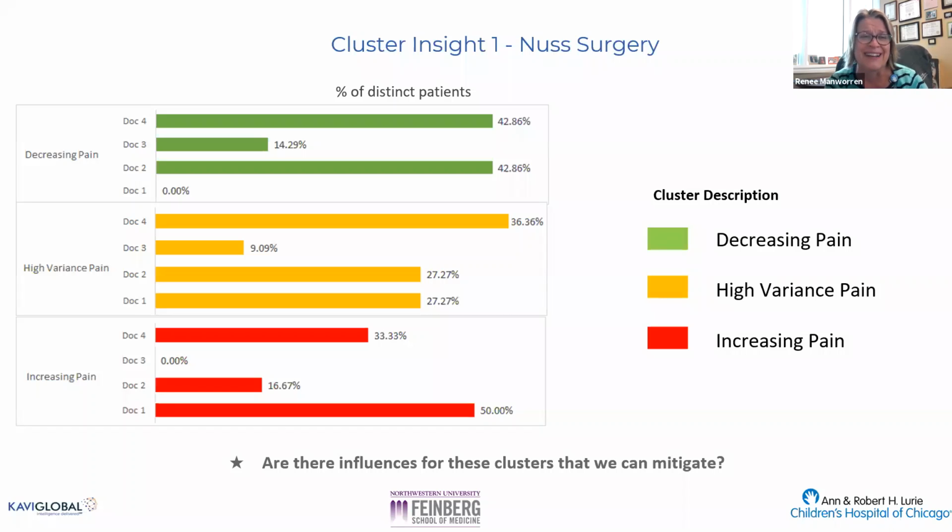Go ahead, Naomi. Yeah, here we were trying to understand why some doctors, like Dr. 1, had no patients in the decreasing pain cluster of patients, but had quite a few in the increasing pain. We wondered, is Dr. 1 perhaps taking on some more complex patients? Whereas Dr. 3, you can see, is not in the increasing pain, but has patients either in the high variance or decreasing. So on the next slide.